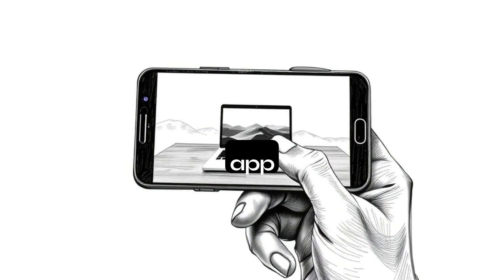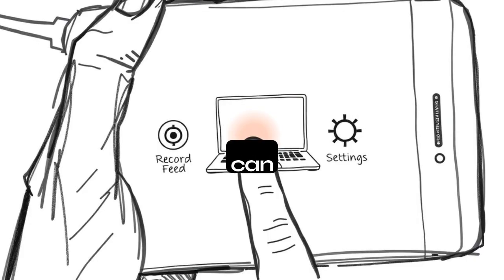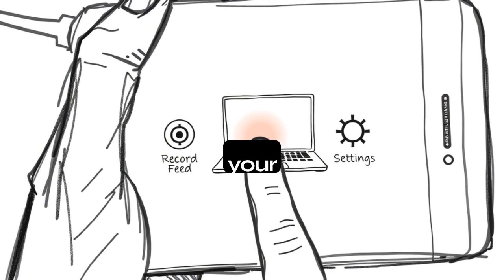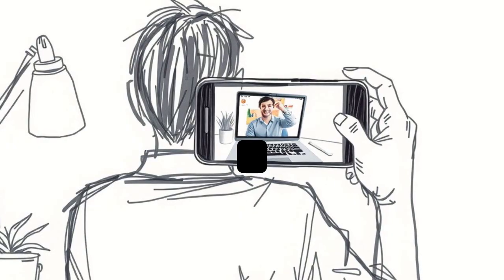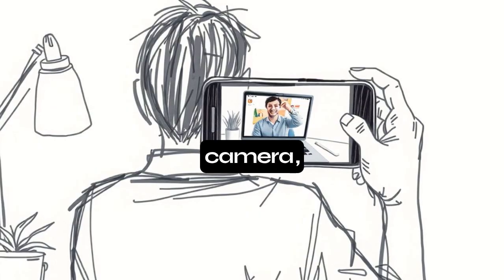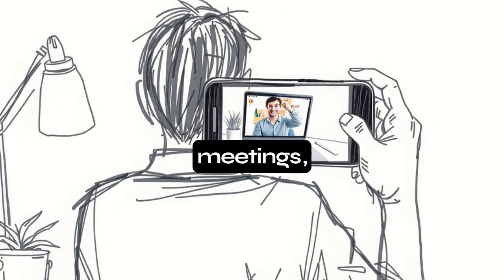Open your laptop's camera app using taps on your phone. You can start or stop video, switch cameras if available, and adjust settings right from your Android phone. That's it. You've just turned your Android phone into a remote control for your laptop camera, perfect for recordings, meetings, or monitoring.